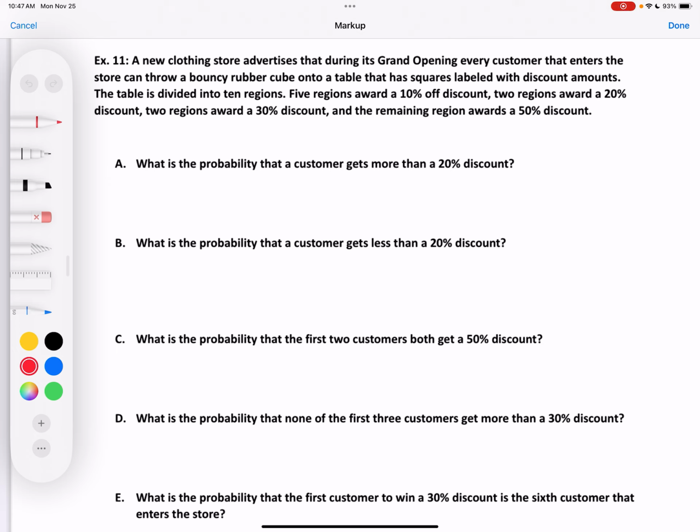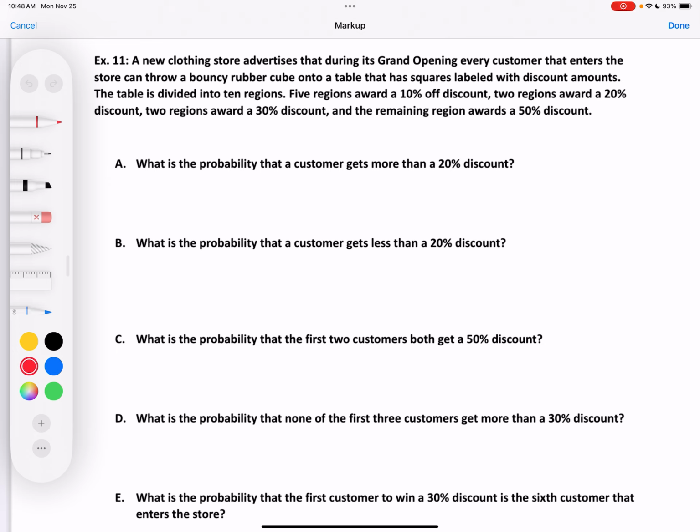So, a new clothing store advertises that during its grand opening, every customer that enters the store can throw a bouncy rubber cube onto a table that has squares labeled with discount amounts. The table is divided into 10 regions. 5 regions award a 10% off discount, 2 regions with 20%, 2 regions with 30%, and the remaining region awards a 50% discount. What is the probability that a customer gets more than a 20% discount?